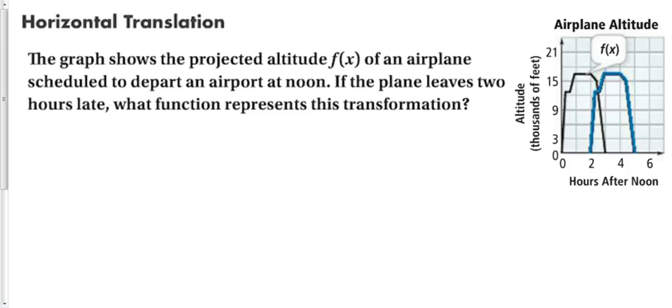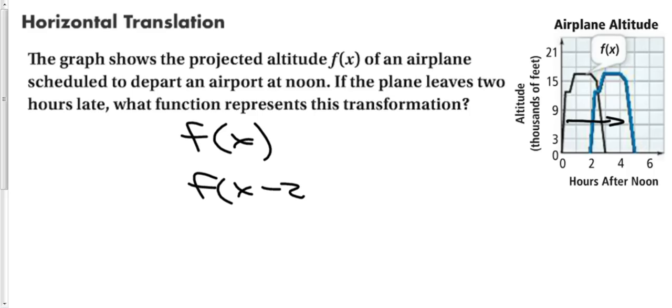So next, if we look at the graph of f of x, it's an airplane scheduled to depart an airport at noon. The plane leaves 2 hours late, which means my function is moved to the right. If I start with my original function and I want to move it to the right, I should subtract 2 from the input. Inside of the function, I should subtract 2.